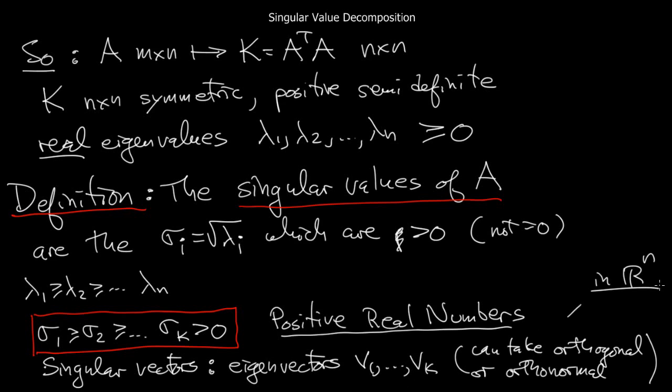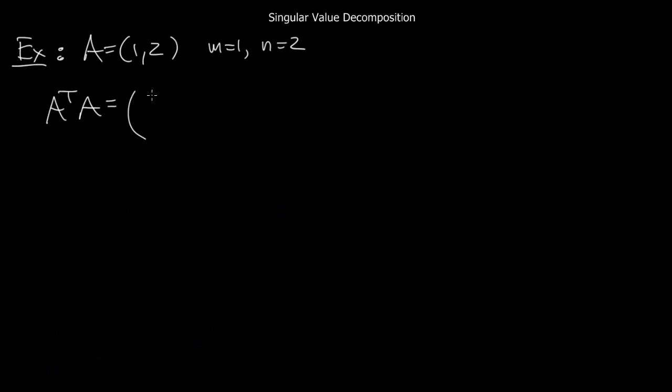Okay, let's look at an example. So let's take a non-square matrix, say the matrix (1, 2). So here m is 1 and n is equal to 2. It's important to keep track of m and n, otherwise you get confused. A transpose A is this matrix, and let's see, how big is this? This is supposed to be n by n, which is to say 2 by 2. So let's make sure we get the right size here. It's [1, 2; 2, 4]. This symmetric 2 by 2 matrix.